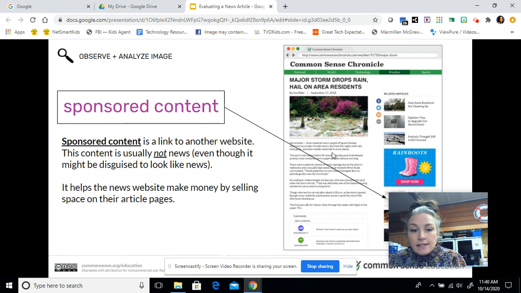Then the sponsored content are those links to other websites. A lot of times these are not news. And again, they are things that lead us into pages where there are things to click on to buy. It can sometimes be disguised to look like news. And a lot of times they call this clickbait, where they put out some kind of outrageous headline that catches our attention. And we're like, wait, what is this? Is this even true? And then we click on it and we've kind of fallen into their trap. So we want to make sure that we're avoiding those. It's usually not a good way to research or to find something, to click on those.